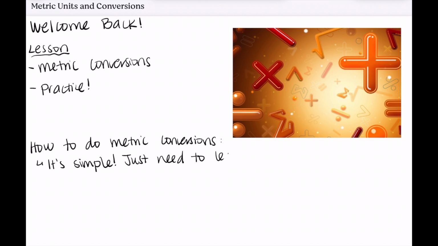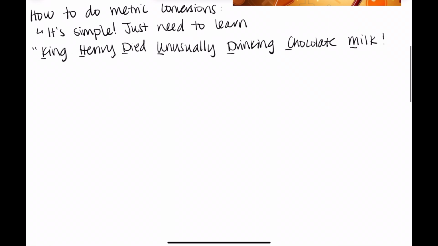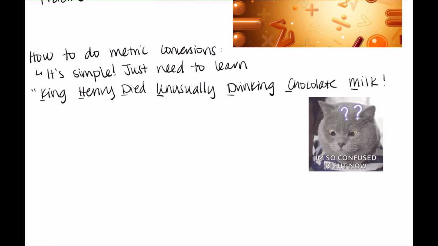So to start off, how would we even begin to do a metric conversion? Well, it's simple. All we need to learn is King Henry died unusually drinking chocolate milk. And you might be thinking, okay, Miss Nadia has lost her mind. What is she talking about? We are so confused. And don't worry, I know it sounds crazy, but it will make a lot more sense once we get into everything.